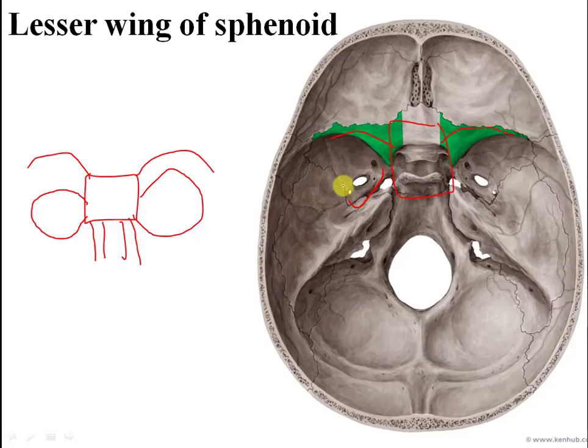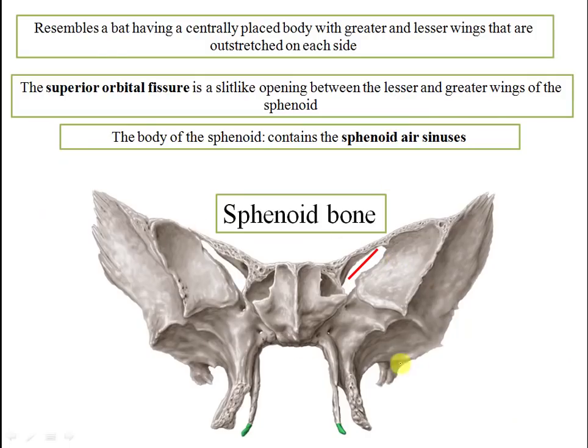Here is the body of the sphenoid, the lesser wings of the sphenoid, and the greater wings of the sphenoid. In order to view the legs of the sphenoid bone, we have to look at the inferior or posterior aspects of the skull. Here the sphenoid bone is isolated. As you can see, it's butterfly in shape. It has a body, two lesser wings, two greater wings, and legs directed inferiorly.